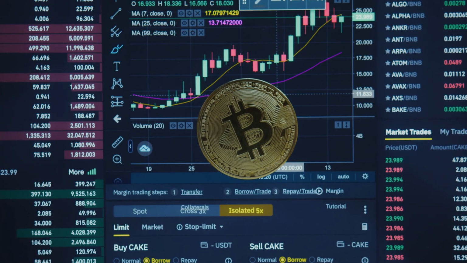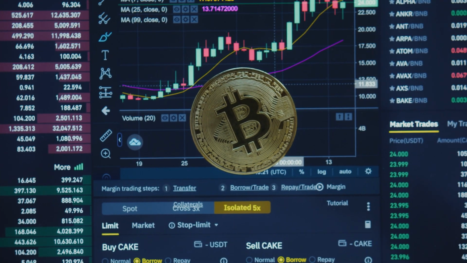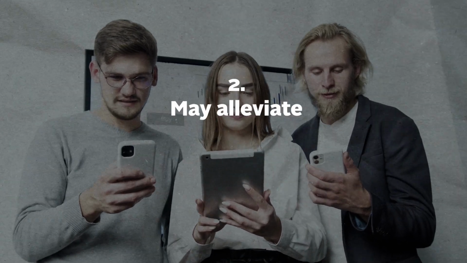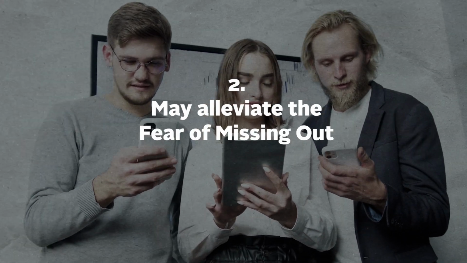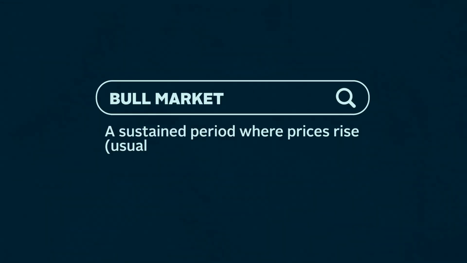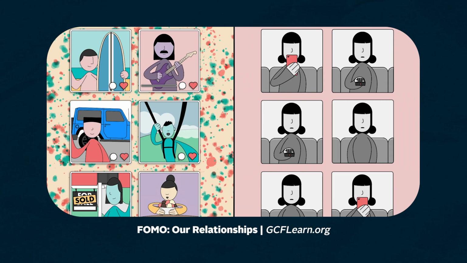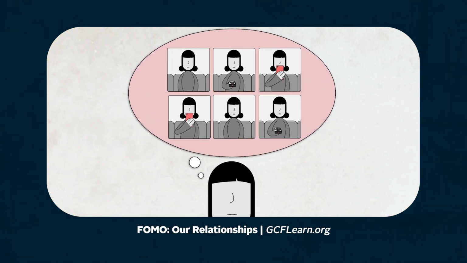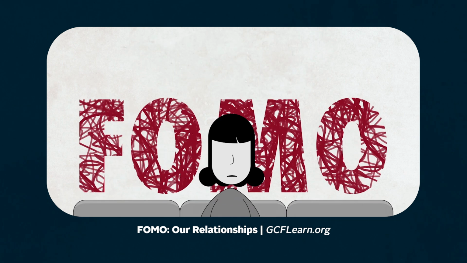Speaking of timing, let's check out DCA's other benefit. This strategy may alleviate the fear of missing out, or FOMO. It's human nature for anyone to have the fear of being left out. That is why more people tend to buy during bull markets. However, FOMO makes us act on emotions instead of executing a planned-out strategy.